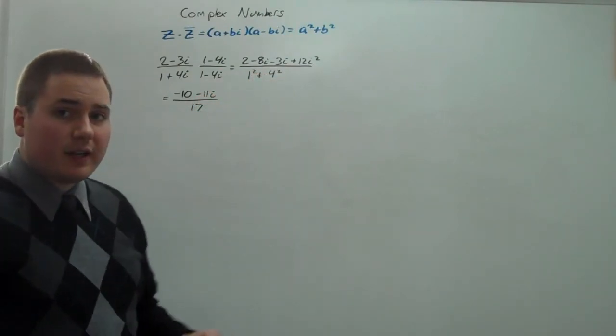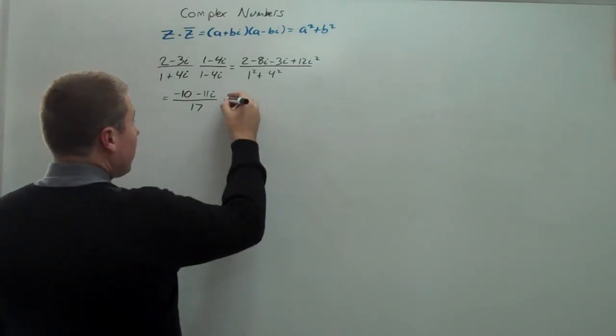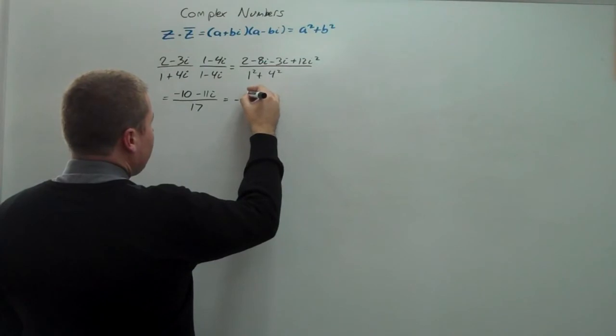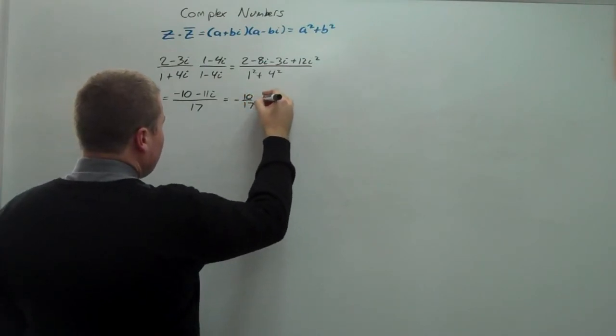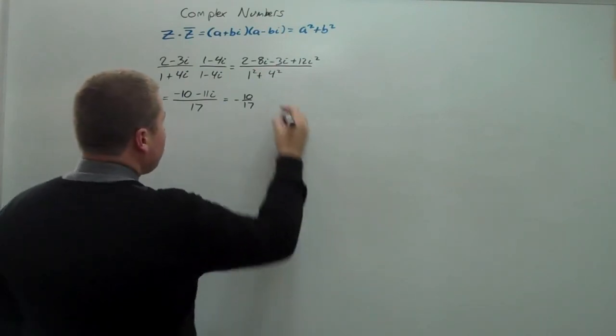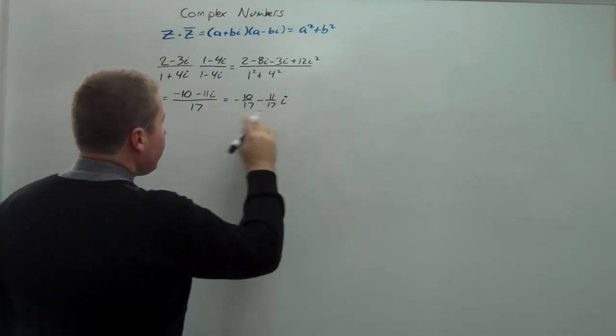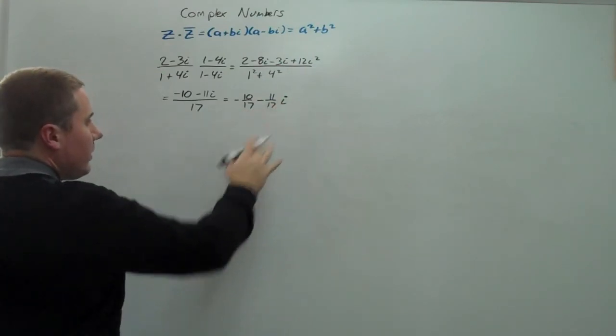Now, like I said, we have to write this in terms of a plus bi. This is not a plus bi, so I need to break up my fraction. So I have negative 10 over 17 plus, actually not plus, excuse me, minus 11 over 17i. So there's your a, there's your b, there's your i.